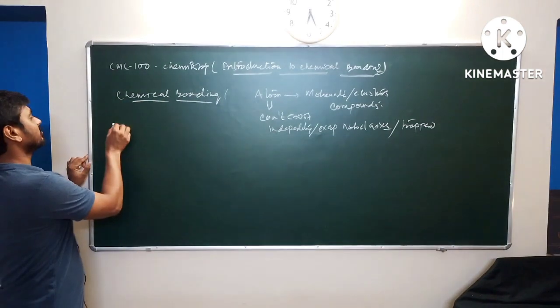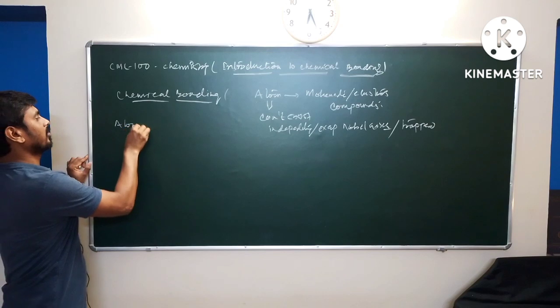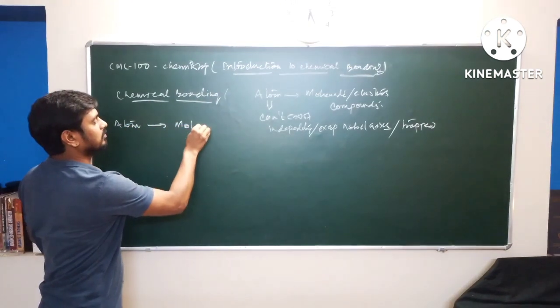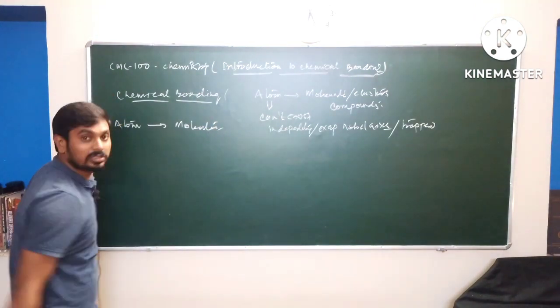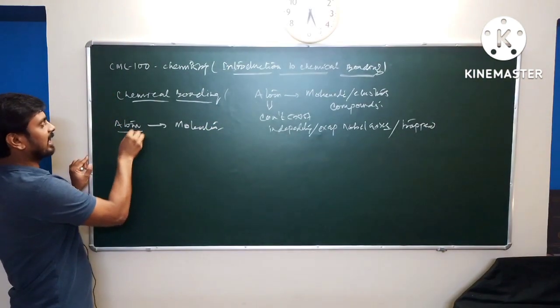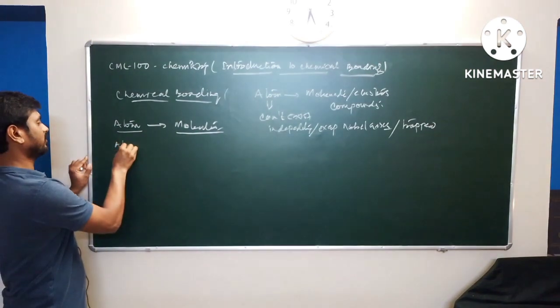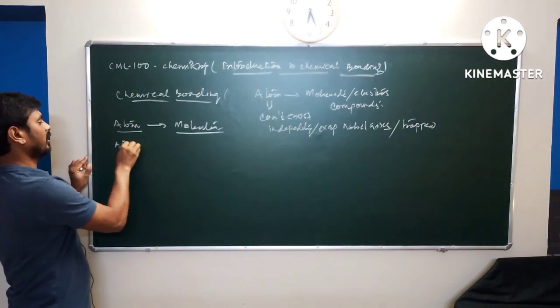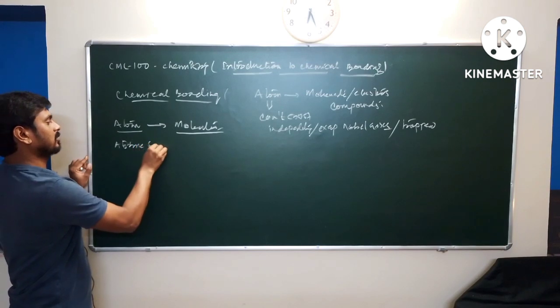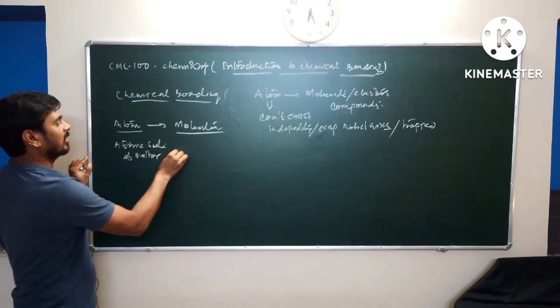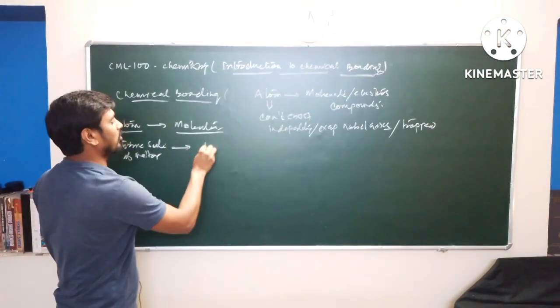So when an atom converts to a molecule, one thing to tell you is the scale. If you consider the scale, this is called the atomic scale of matter. And when this turns to a molecule, it's called the molecular scale.